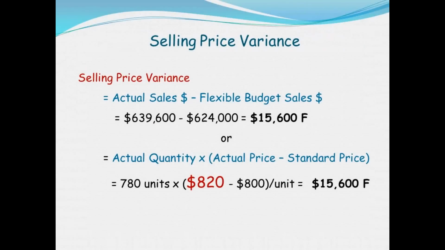It's the same concept. You take your actual sales minus your flexible budget sales, and you have a favorable 15,600. Again, there are different ways of looking at it. It shows us that we sold items for 820 rather than 800. It's your price variance on sales. Okay, so it's pretty straightforward here. Selling price variance.